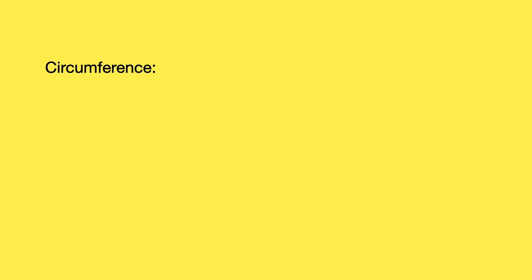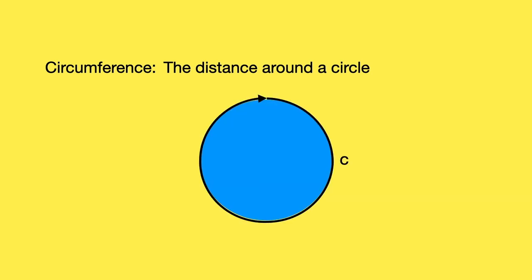Okay, so next, the circumference is defined as the distance around a circle. So it's that distance represented by C all the way around the edge of a circle. That's the circumference.